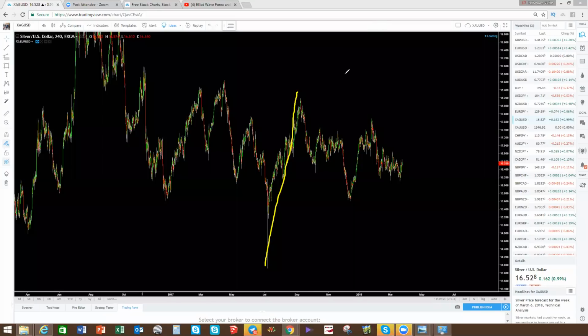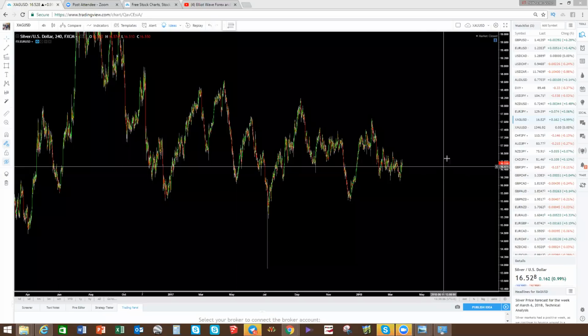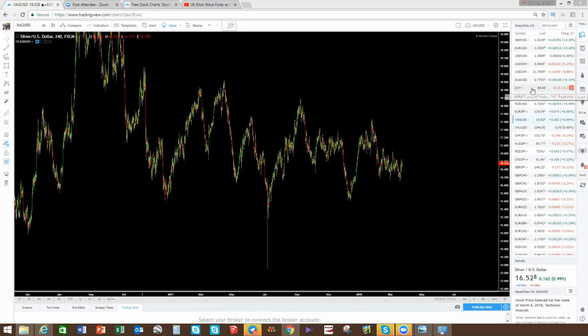Impulse, 1, 2, 3. And now you're getting this one here. 1, 2, 3, before you get a move up. Okay, bigger structure. So this is why you're going to have an expected move down before you get a move up. That's gold and silver. And then oil. Let's look at oil.